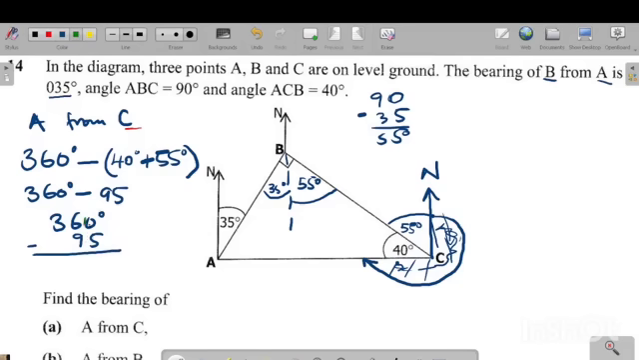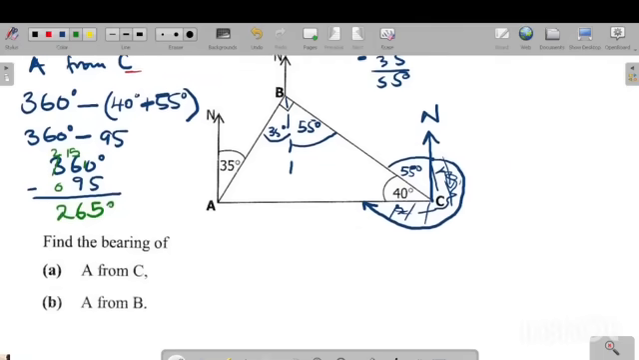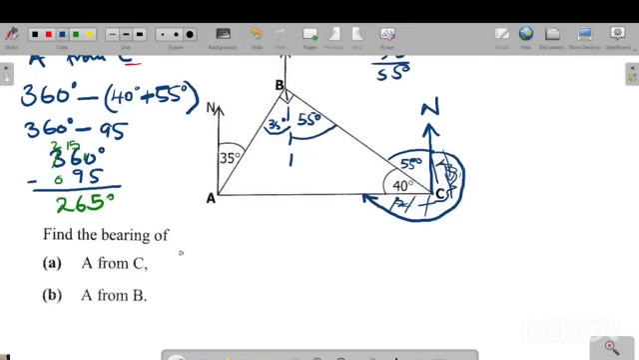Here you're going to say 10 minus 5 is 5. Here you are remaining with 5. Then 15 minus 9 is 6. Then here you are remaining with 2. 2 minus 0 is 2. All right, so you conclude and say the bearing of A from C is 265 degrees. Then part B, they want you to find the bearing of A from B.